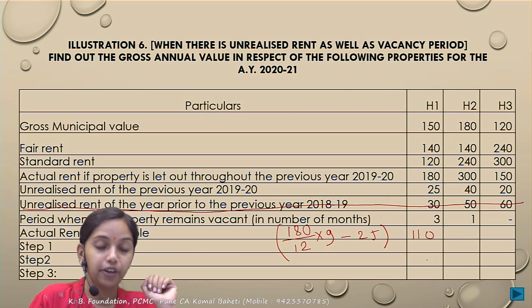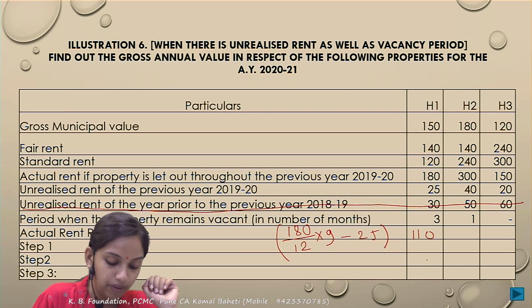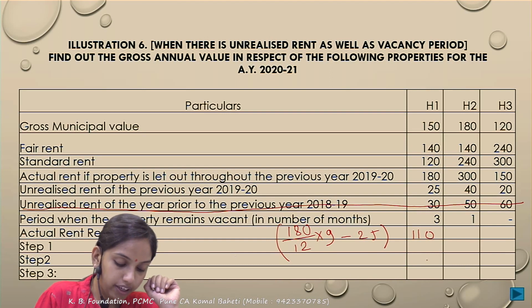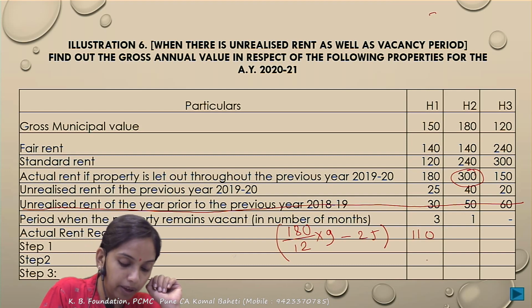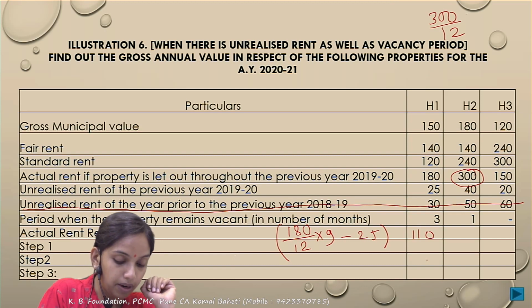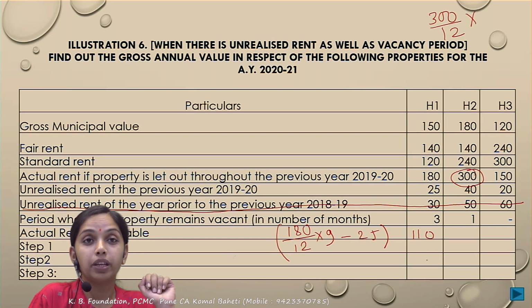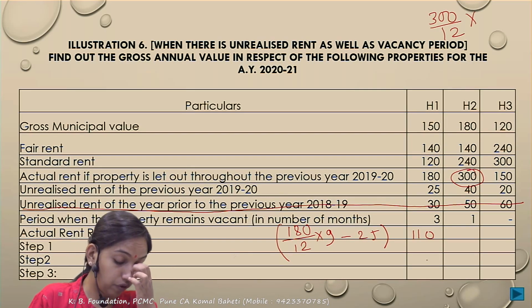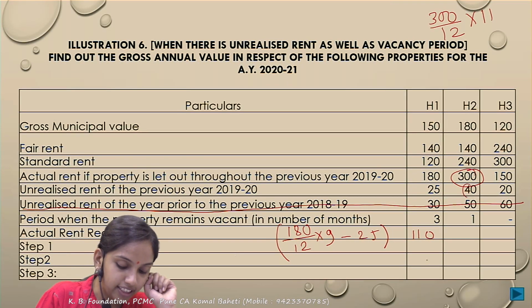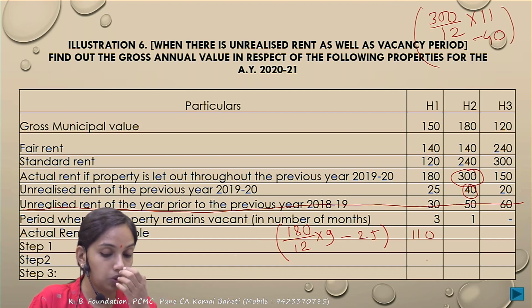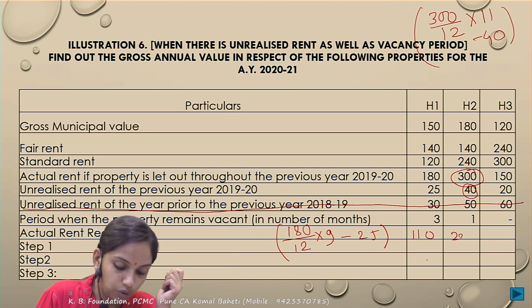Same will continue for house 2. How to calculate the actual rent receivable? Over here the actual rent if the property is let out throughout the year is 300. So 300 divided by 12, correct, multiply by the period the property has been let out, which is 11 months. The property was vacant for 1 month. So I will get the rent of 11 months. Minus there is an unrealized rent also of the current year. Previous year का तो deduct नहीं होगा, but current year का minus होगा. So minus 40. So you get an answer of 235.